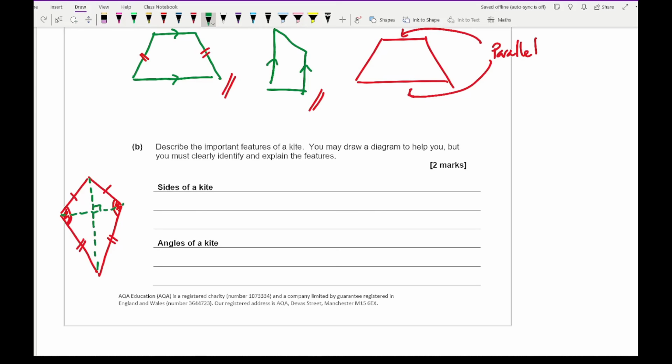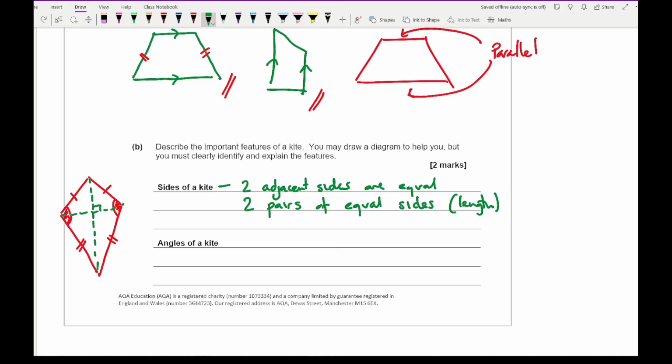So let's put, for sides of a kite, we've got the two adjacent sides are equal. You can also say that you've got two pairs of equal sides in terms of length. And that's pretty much it, I would say, in terms of the sides of a kite.